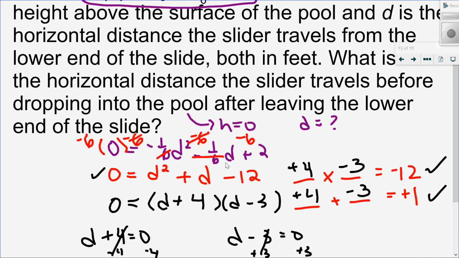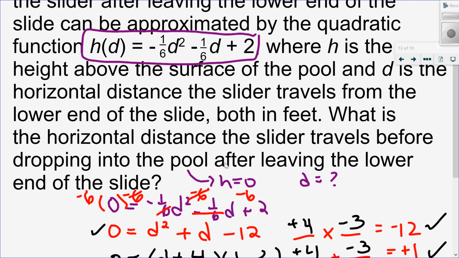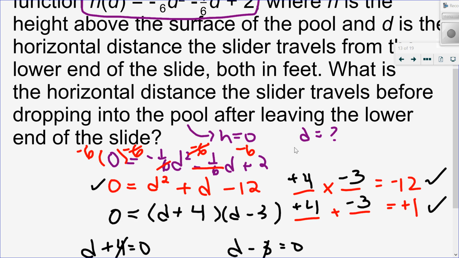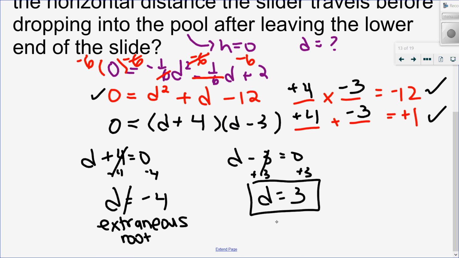So let's just look up here for my units. Did we have units? Let me just see. Feet, both in feet. There we go. So he or she is 3 feet from the slide when they hit the water.